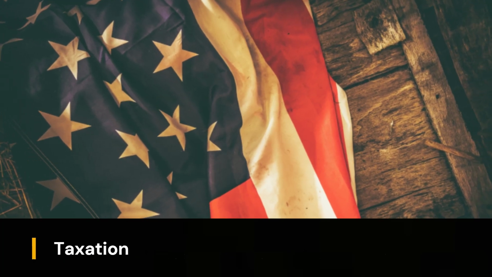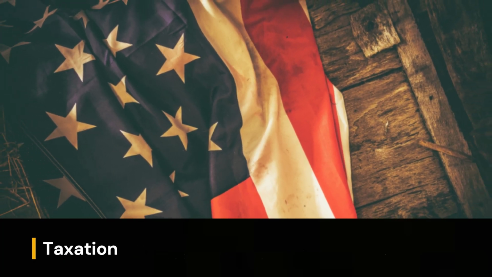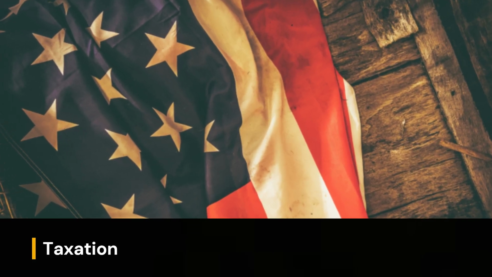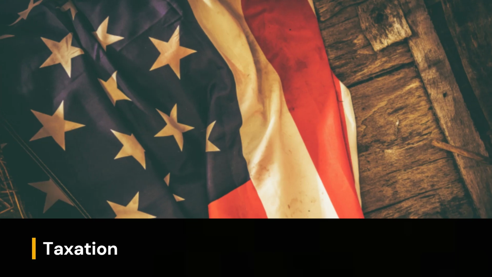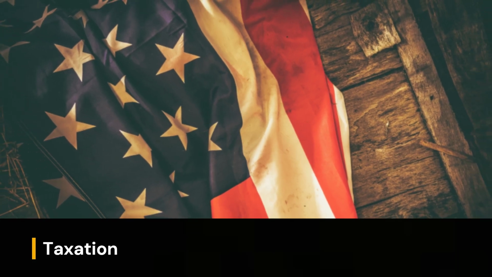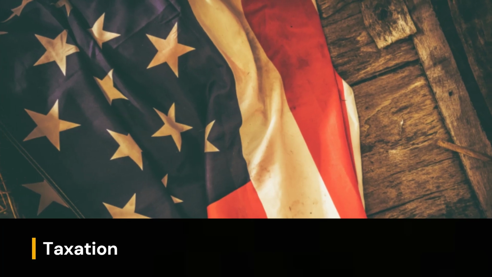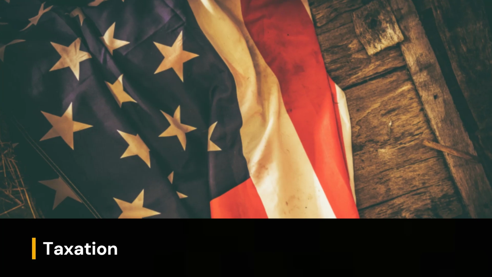Taxation. Colonists argued that it was unjust for the British Parliament to pass the Stamp Act because the colonists had no representation in Parliament. They felt that only their own colonial assemblies could levy taxes. The Stamp Act taxed anything printed on paper, i.e. newspapers, legal documents, decks of cards, and any other item that was printed on paper.